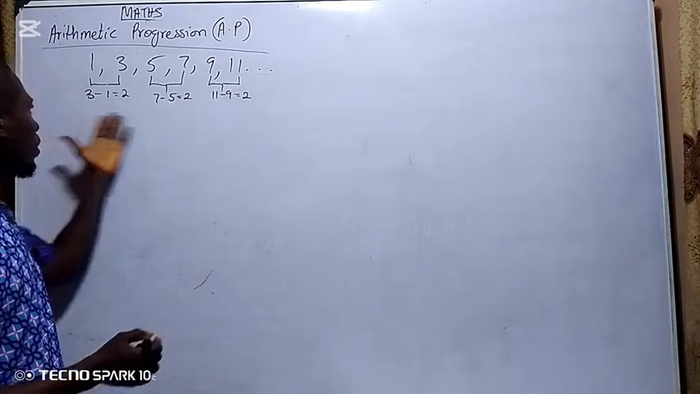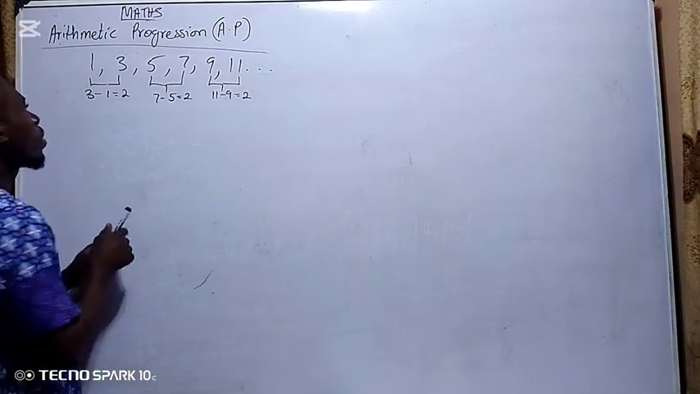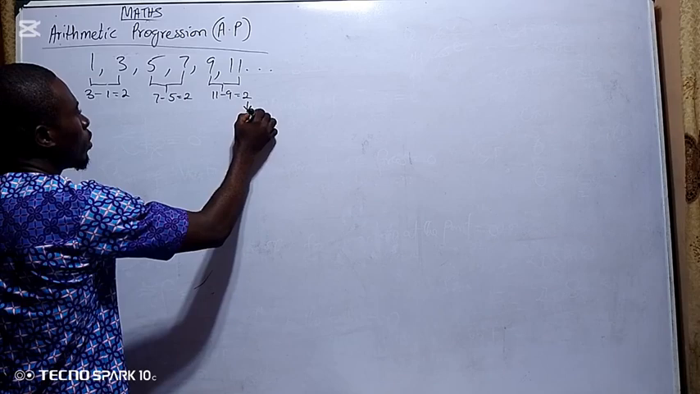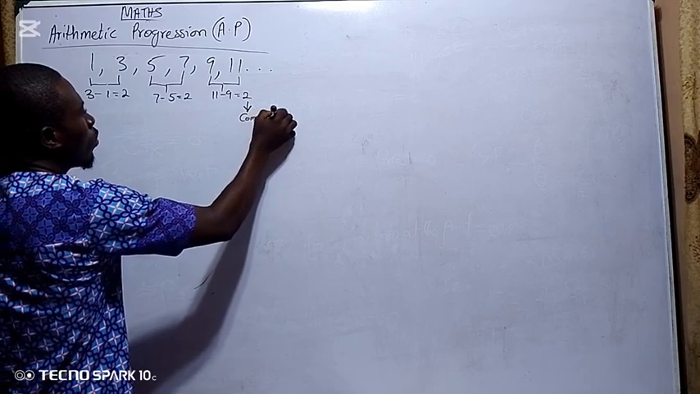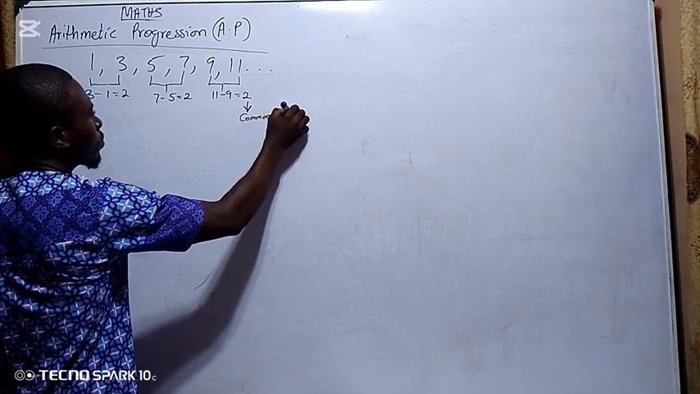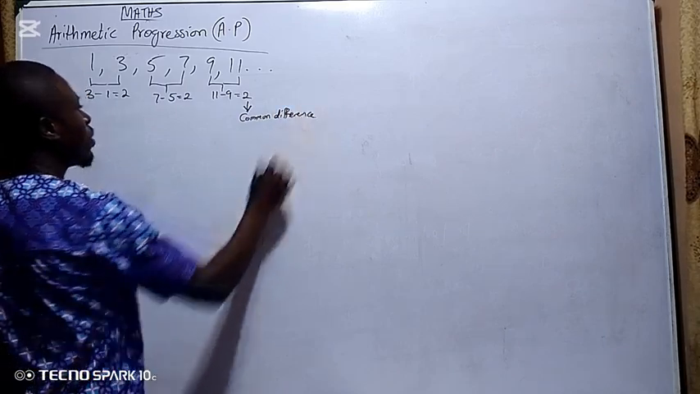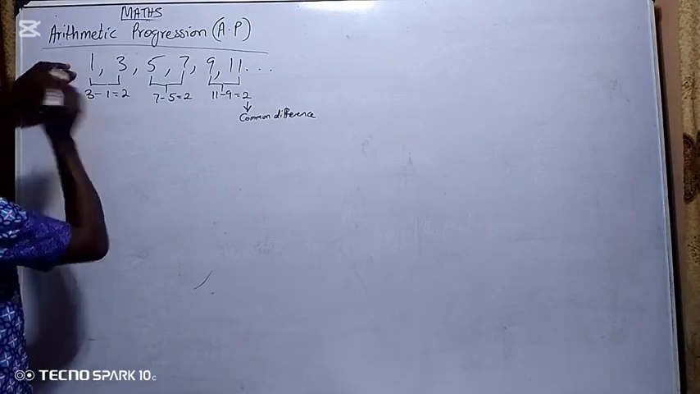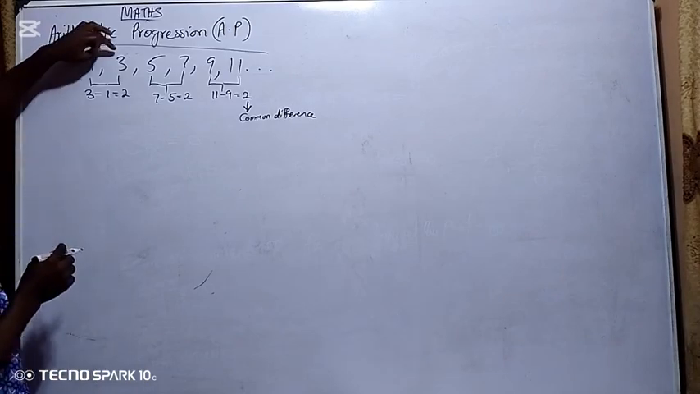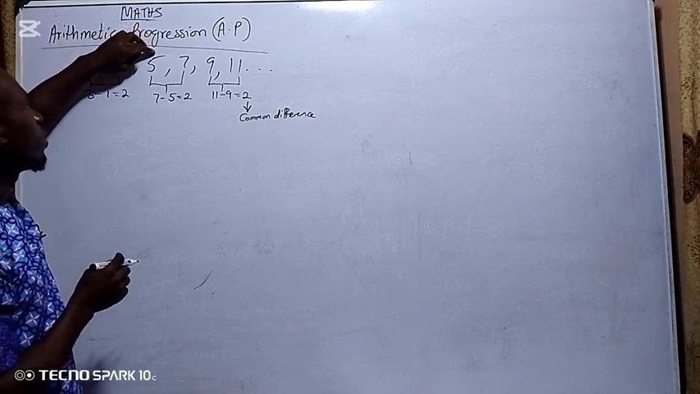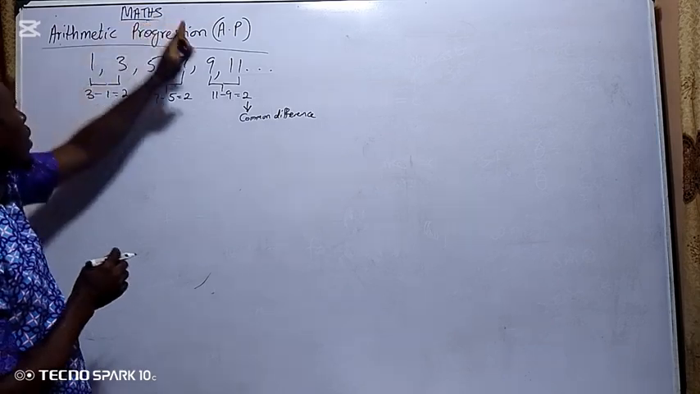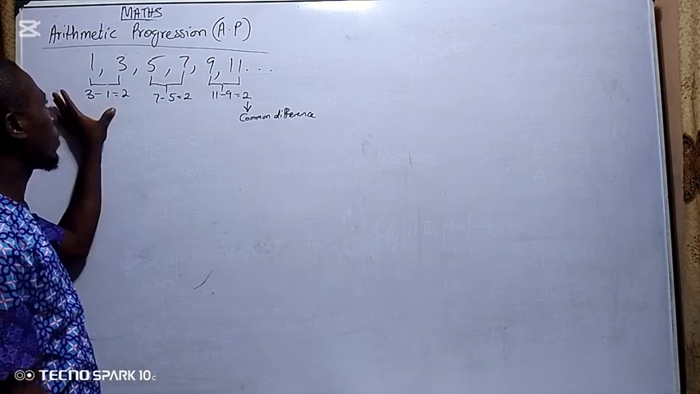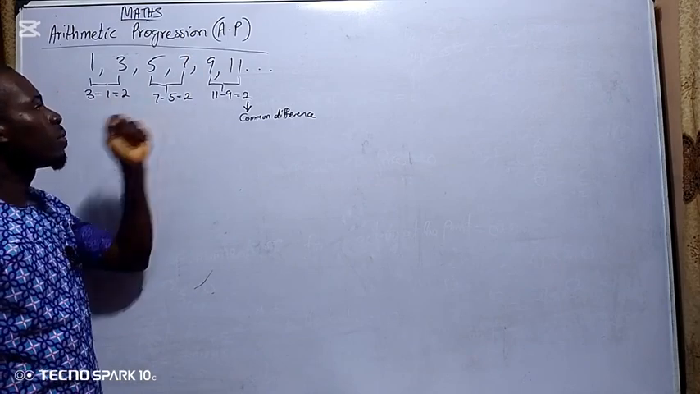So this is an arithmetic progression. We can see that we have a common difference, which is 2. Now, in this sequence, the first term is 1, the second term is 3, third term is 5, fourth term is 7, and so on and so forth. This is a typical example of a sequence called arithmetic progression.